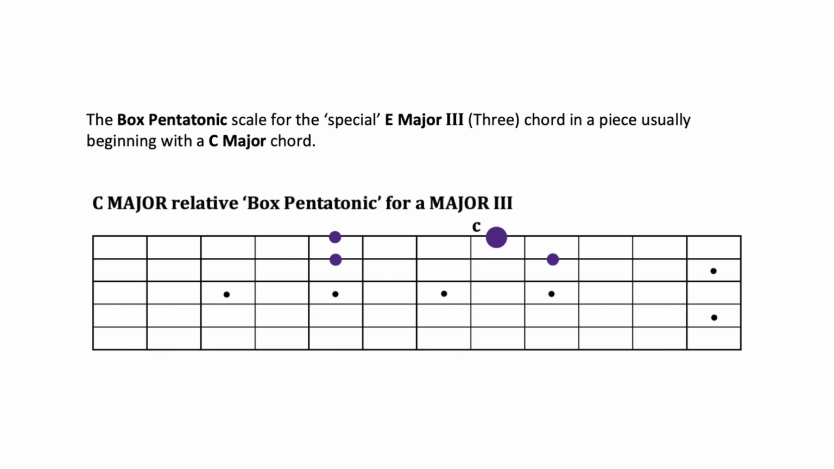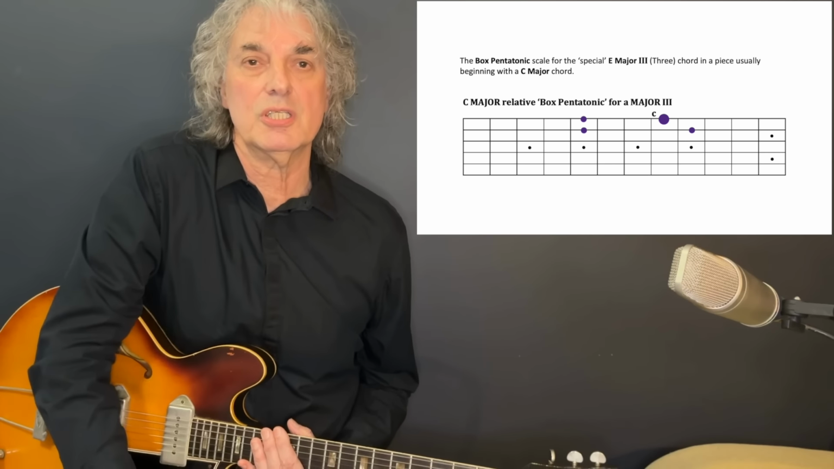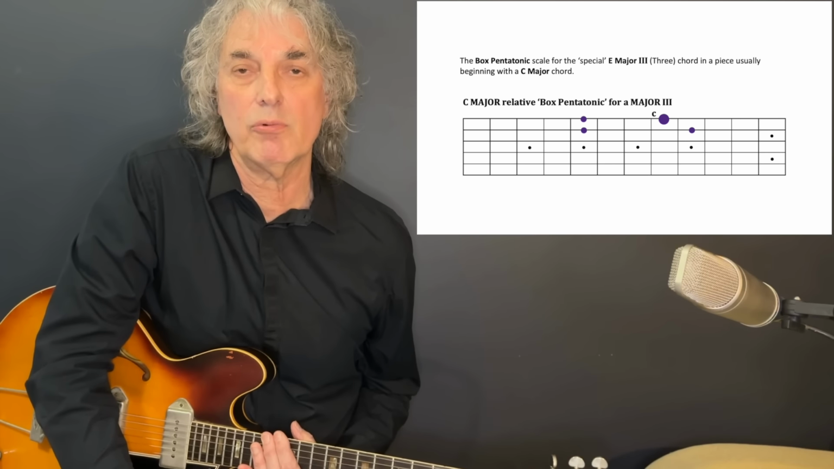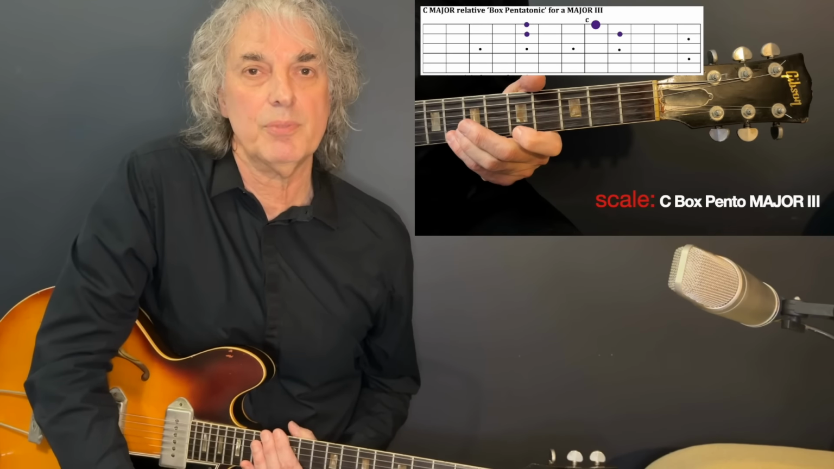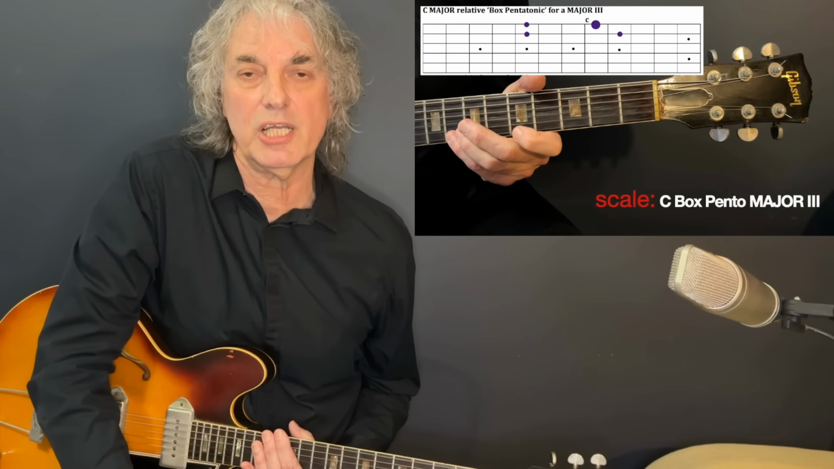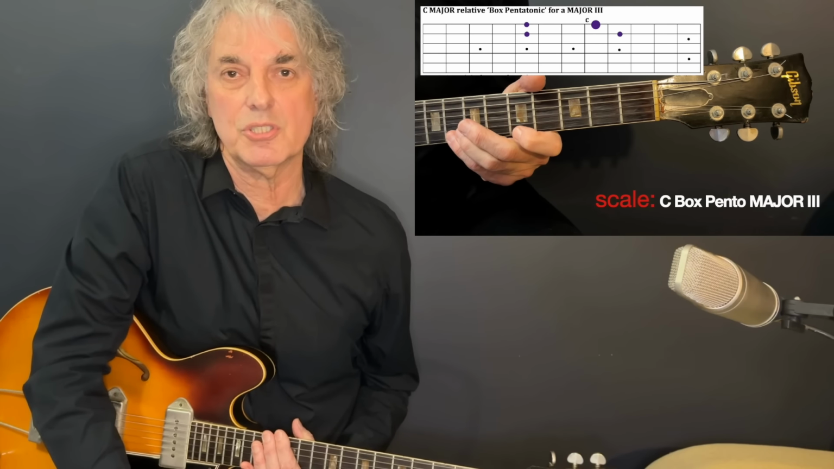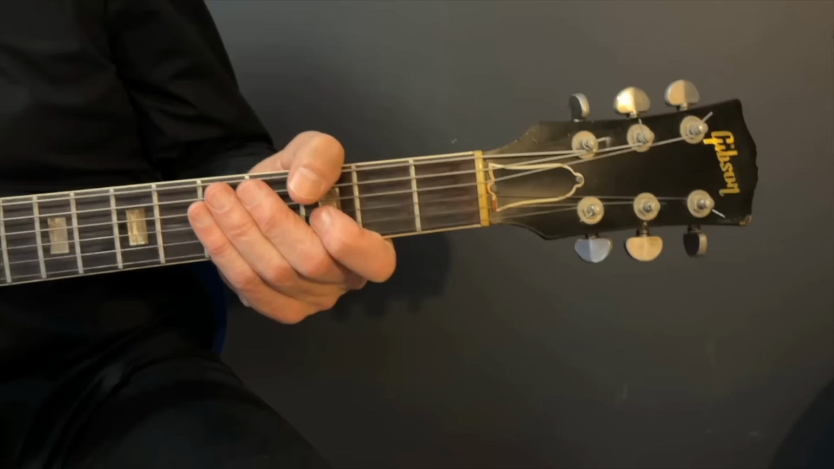The box pentatonic scale for the special E major 3 chord in a piece usually beginning with a C major chord. This relative version is common, as in Creep by Radiohead. The video begins with an E major 3 chord, then changes to a C major chord, which is usually the starting chord.